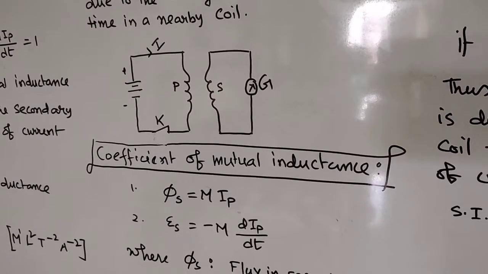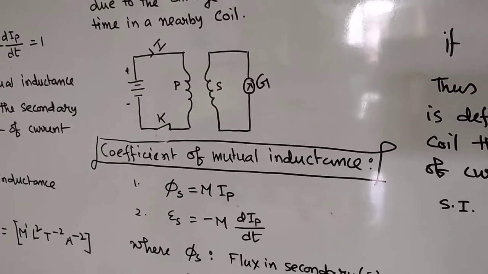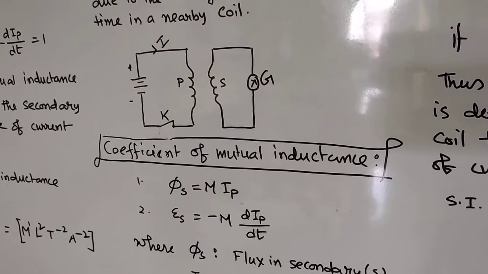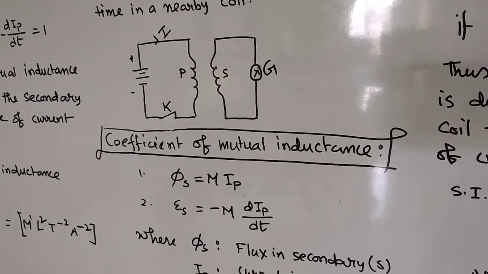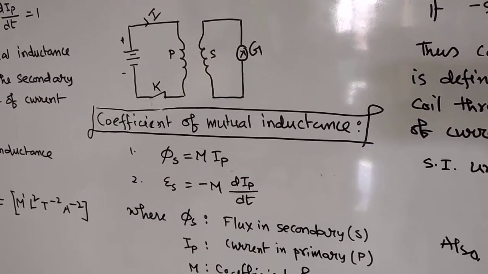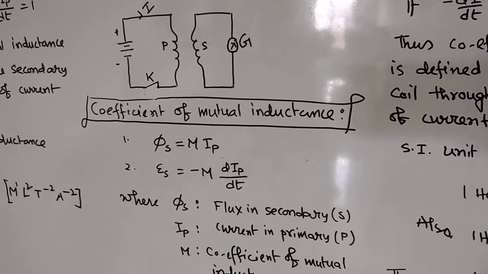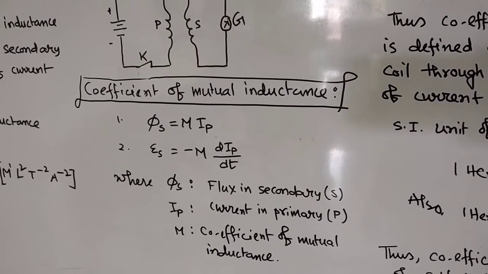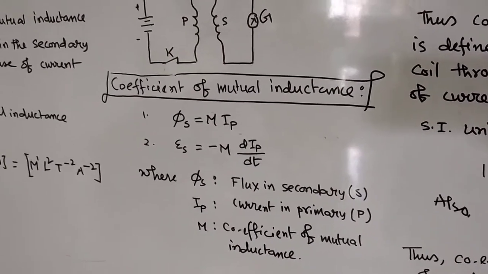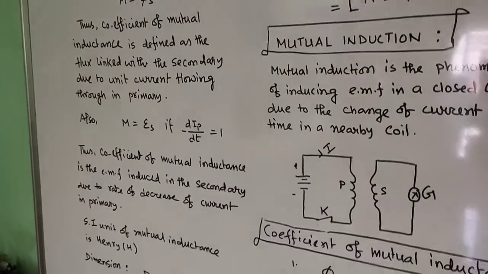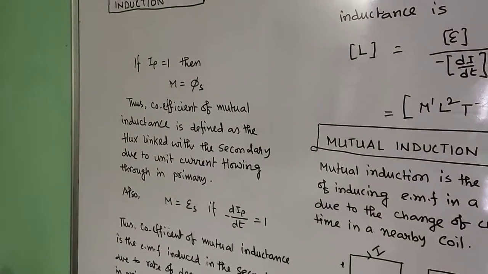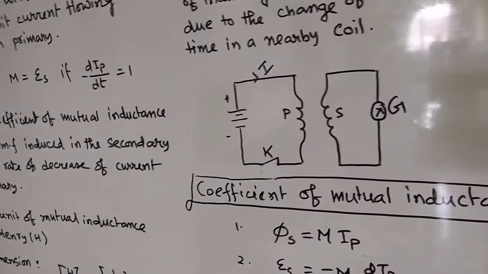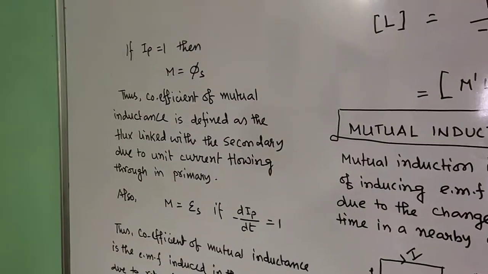Similarly, if you go for Faraday's Lenz law, ES equal to minus d phi s by dt, so it comes out ES equal to minus M dIP by dt. So phi s is your flux in secondary and IP is current in primary. M is your coefficient of mutual inductance. If IP equal to 1 as per this expression, then phi s equal to M. So M equal to phi s.